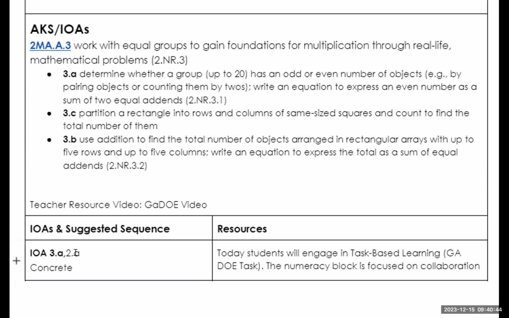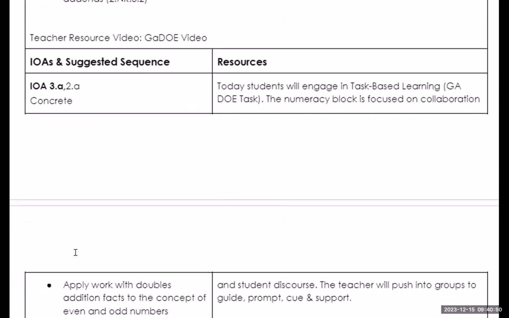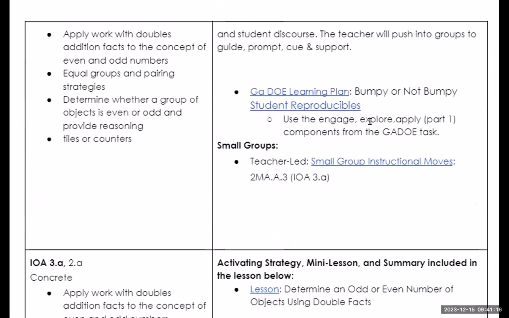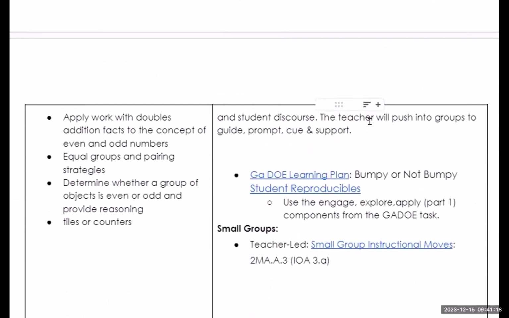Specifically, the left column provides the learning progressions for the AKS and IOAs. This includes the concrete representational abstract progression and the progression between specific learning targets within the IOAs. Suggested manipulatives are also included in this column. The right column provides resources to guide instruction such as GCPS, traditional lessons, task-based lessons, and resources from the Georgia Department of Education.